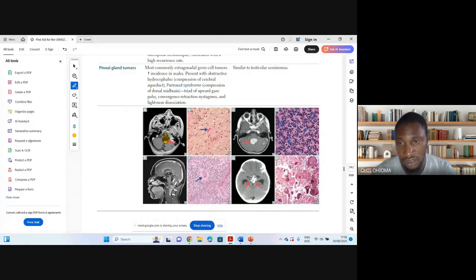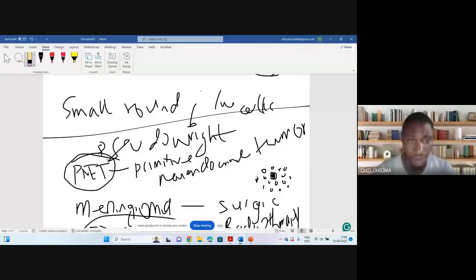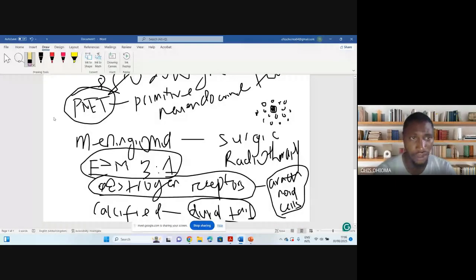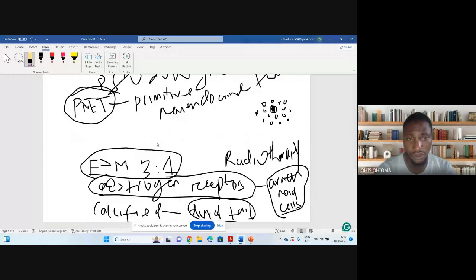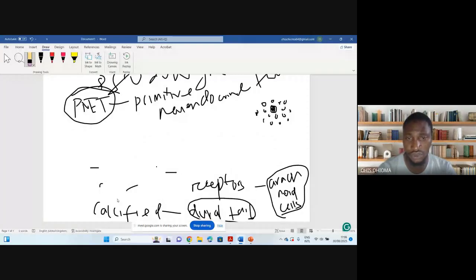And then the one we're going to talk about lastly is the pineal gland tumor. The only thing you need to know about the pineal gland tumor, and that's the only thing I'm going to say about it, because it's not so high yield in the exam. It's not so high yield for you guys to stress yourself about. The only thing you need to know about the pineal gland is that posterior to the pineal gland here is the midbrain, right?